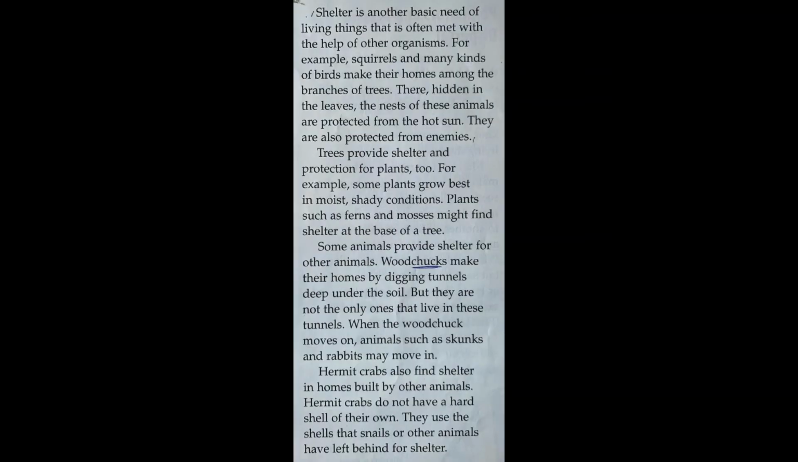Shelter is another basic need of living things that is often met with the help of other organisms. For example, squirrels and many kinds of birds make their homes among the branches of trees. There, hidden in the leaves, the nests of these animals are protected from the hot sun. They are also protected from enemies.